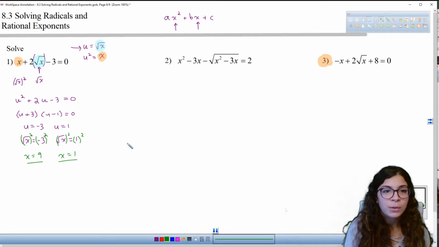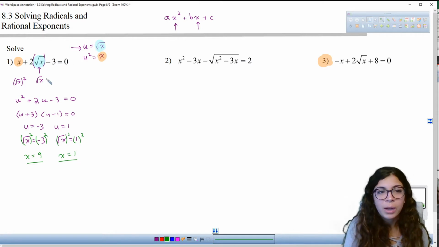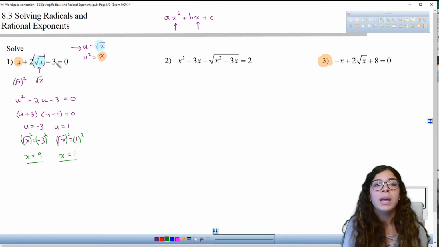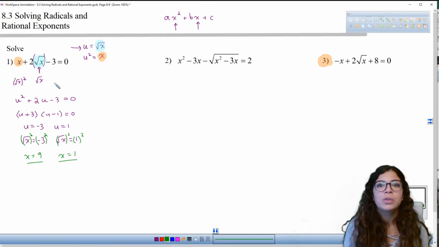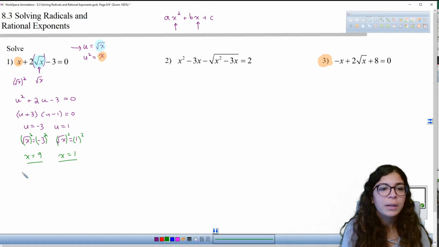Of course, we could have also added 3, subtracted x, divided by 2, and then squared both sides. But this is another way to do the problem so that you don't have to do that. It makes it a little bit quicker, okay? So let's go ahead and check both of these answers. x plus 2 times the square root of x minus 3, does that equal 0?